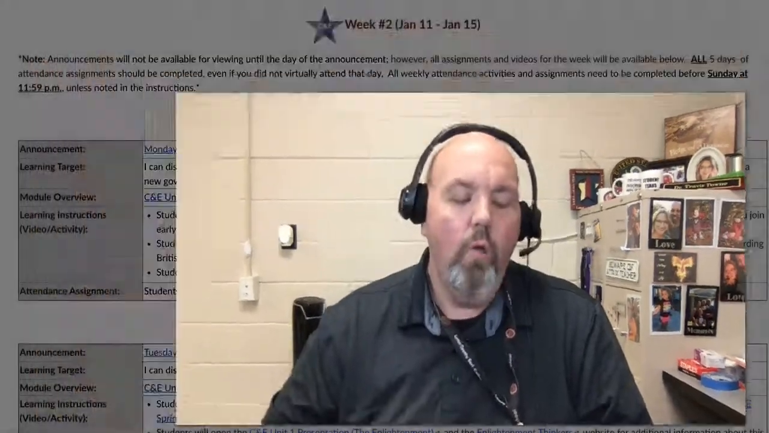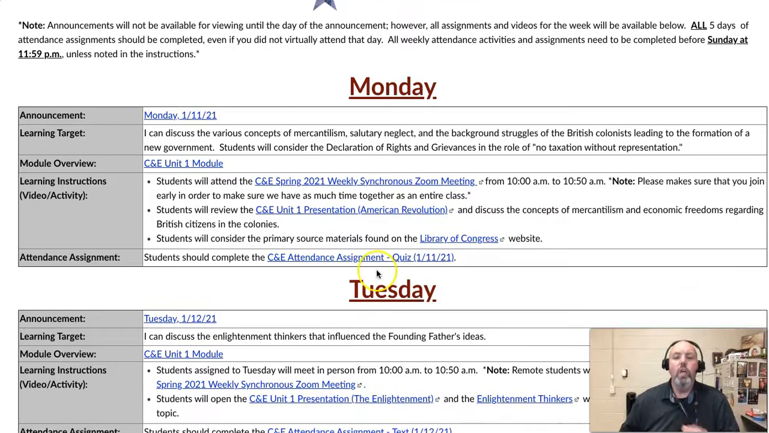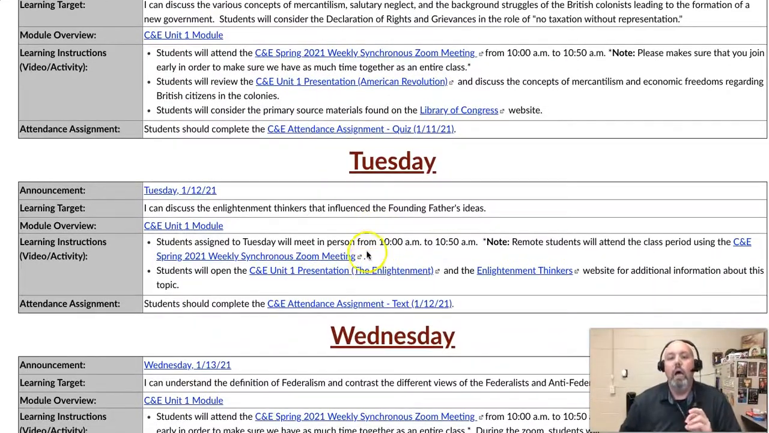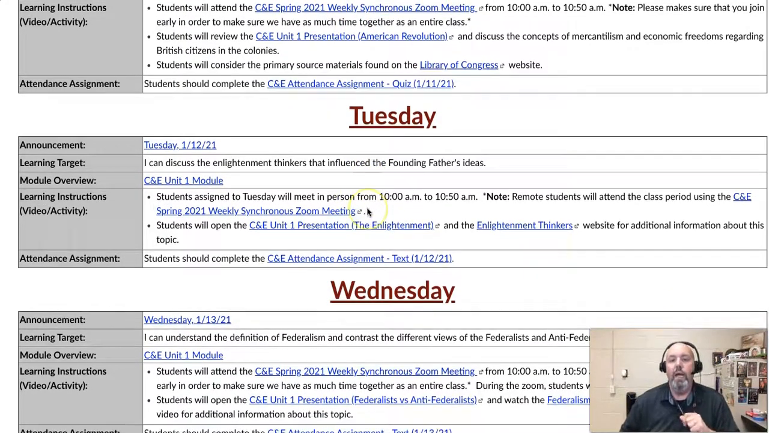Just a quick overview of this week. On Monday, we're going to be focusing on the American Revolution. You have some materials found in the Library of Congress that we'll talk about, specifically the Declaration of Rights and Grievances and where we get the idea of no taxation without representation. You're going to take a quiz. It's only a 5-question quiz for the attendance assignments, but it's going to come from some of the presentation and the material we're going to be talking about on Monday.